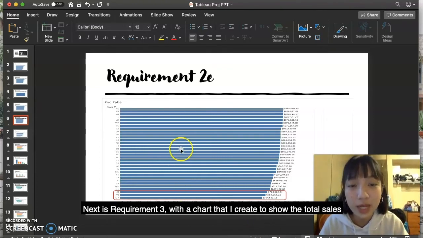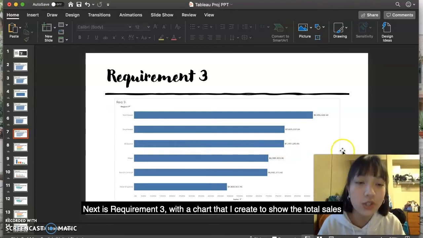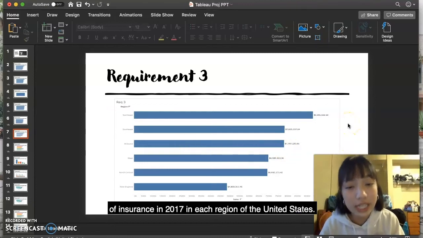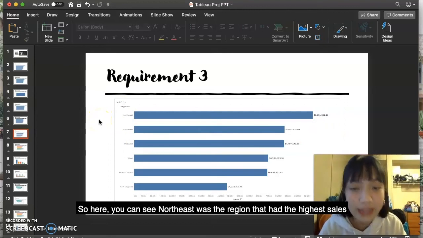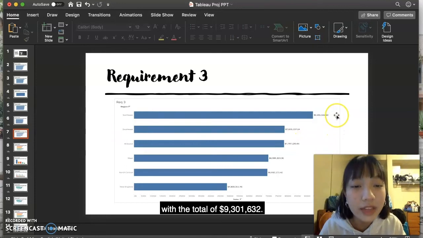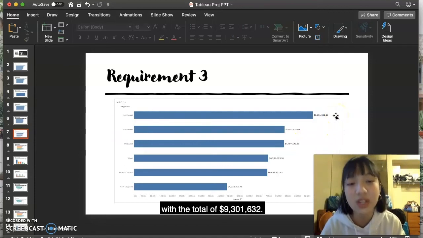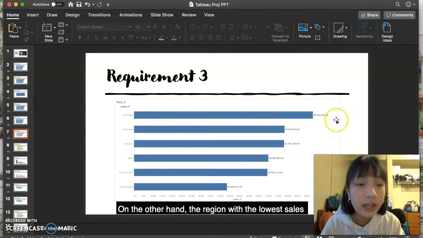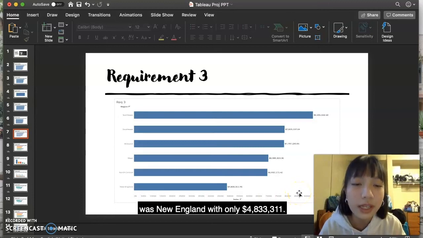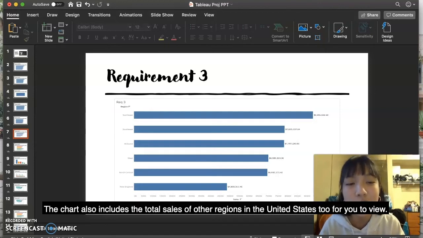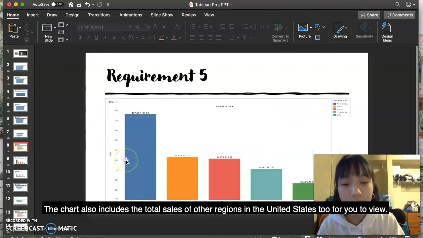Next is requirement 3, with a chart that I created to show the total sales of insurance in 2017 in each region of the United States. So here you can see Northeast was the region that had the highest sales with a total of $9,301,632. On the other hand, the region with the lowest sales was New England with only $4,833,311. The chart also includes the total sales of other regions in the United States for you to view.